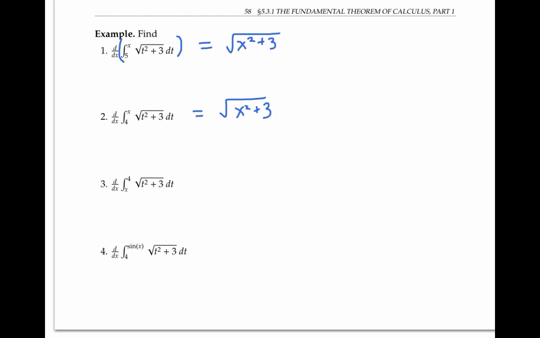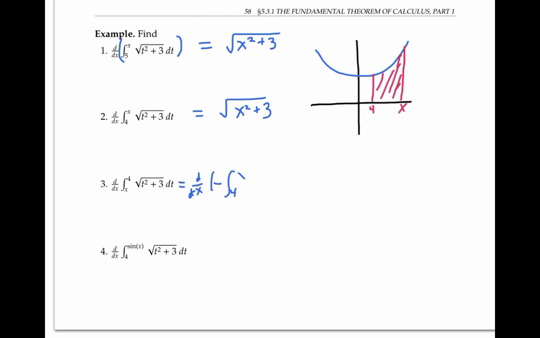It might seem odd that these two expressions have the same derivative, but remember, in both cases, we're taking the derivative of the accumulated area function. And the rate at which area accumulates doesn't depend on the lower bound of the integral. That is, it doesn't depend on where we start counting, it just depends on the height of the function at x.